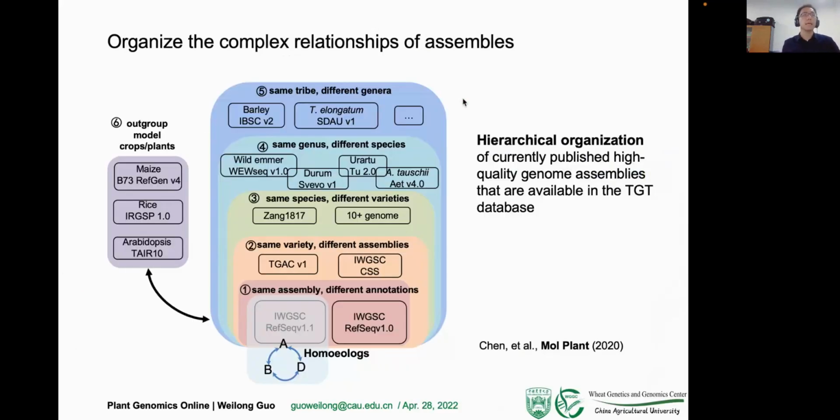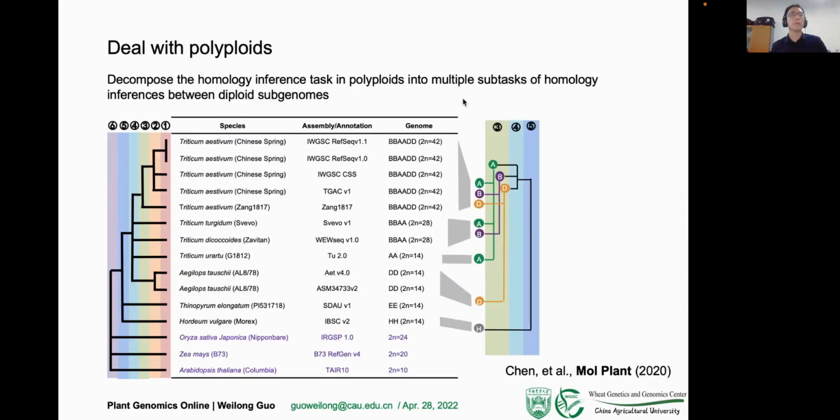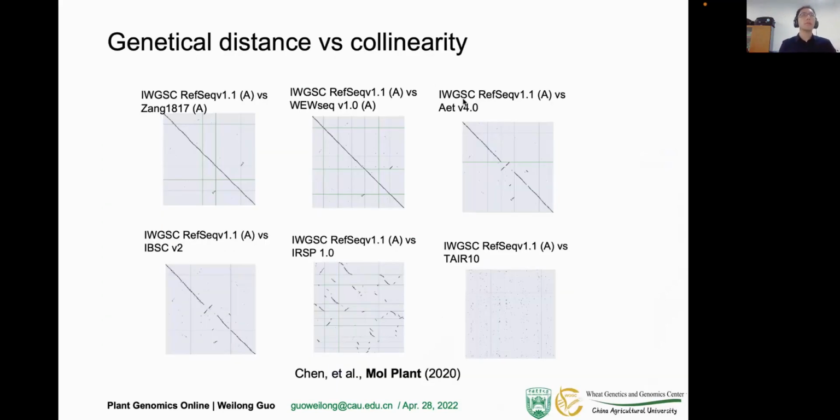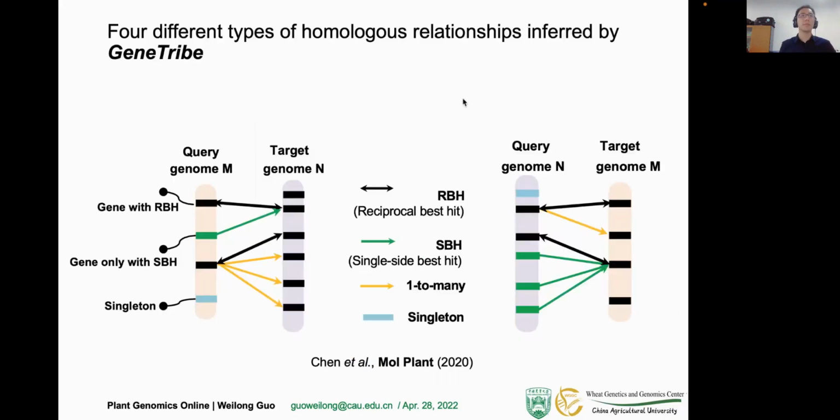First, we organize the assemblies in Triticeae hierarchically at 6 levels. The homologs were specifically inferred between the subgenomes. Additionally, we deal with the polyploid genomes by decomposing the task into multiple subtasks of homology inference between diploid subgenomes. One advantage of our method is to incorporate the quality information for homolog inference, which quite significantly improves the inferred result for closely related genomes.